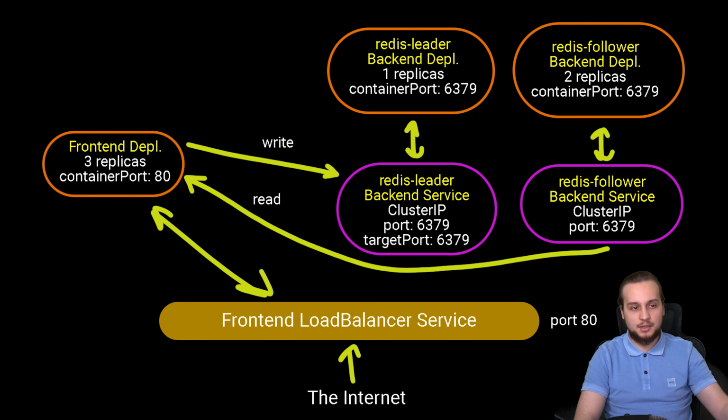Normally you could have one backend database, but here, to have more availability, we can create a Redis leader and 2 Redis followers, which are both backend deployments, and both of them need a service in order to be able to communicate with the frontend. And here, in order to improve the availability, we're making sure that the frontend writes to the Redis leader and reads from the Redis followers. Overall, this is one of the classic structures you will find, and one of the easiest ones.